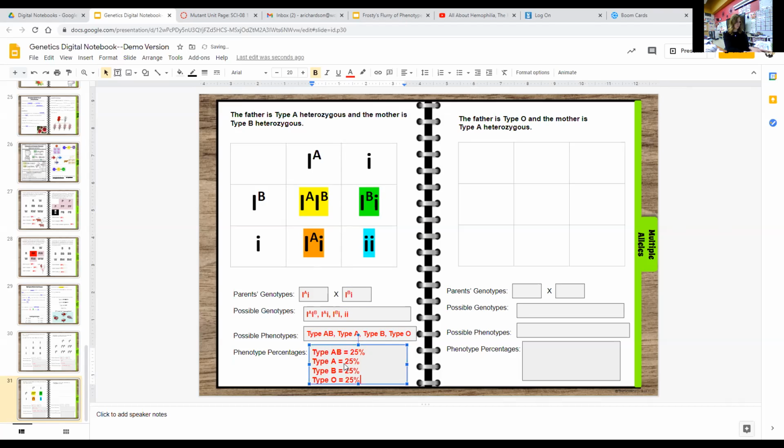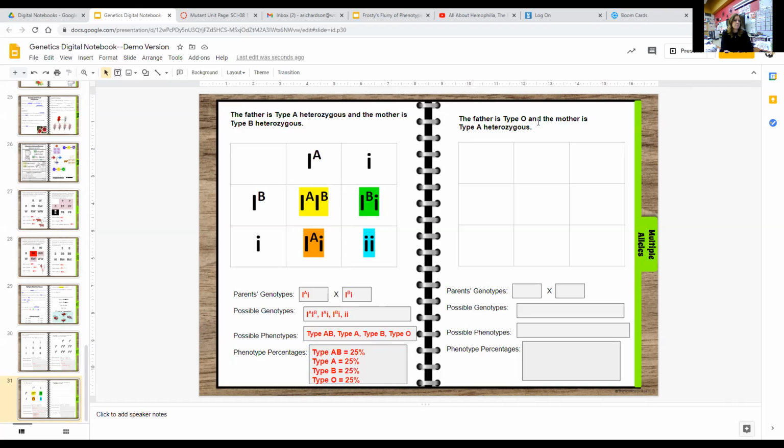And type O is 25%. So technically, if you had parents with these genotypes, you could have siblings with every different genotype there is. So you could have a sister with A blood and a brother with B blood and another brother with AB blood and a sister with O blood. Everybody can have a different blood type in your family. It's totally possible.